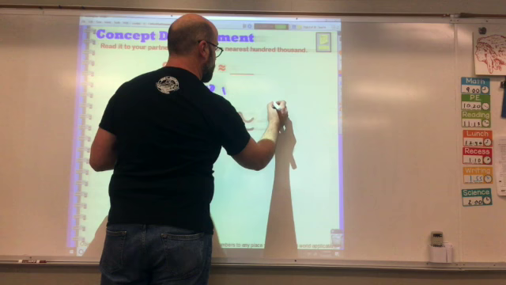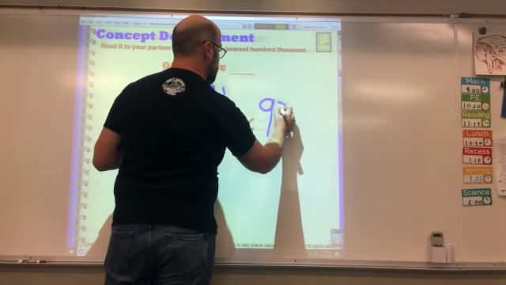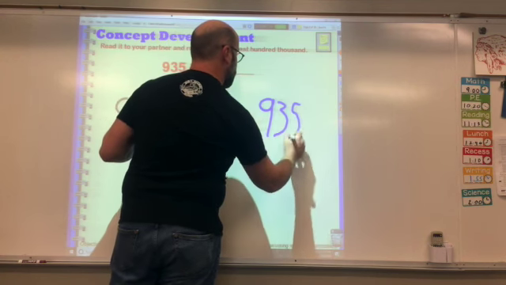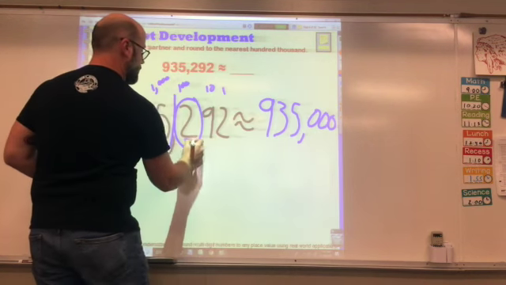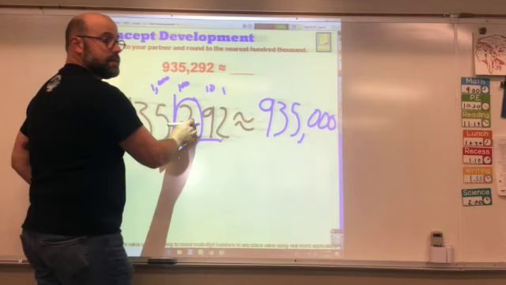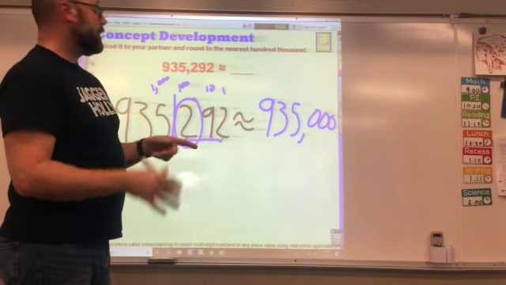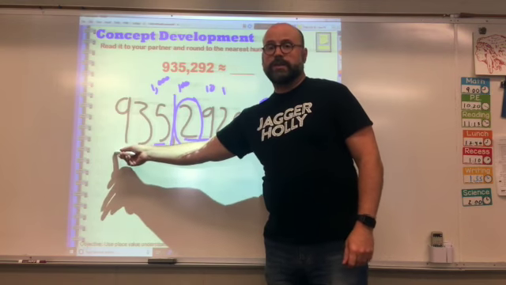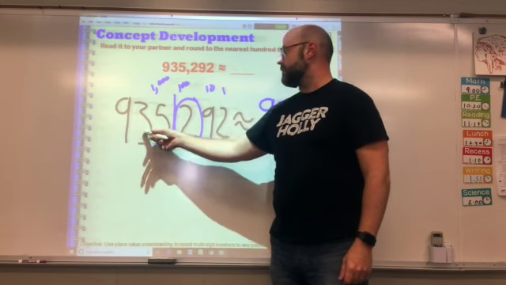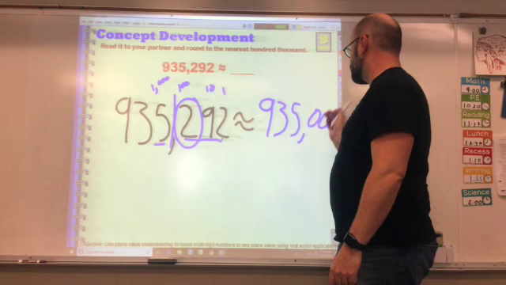So my number there is going to be 935,000. All these numbers are zeros because they're to the right of the place value I am rounding. But the numbers to the left of the place value you're rounding stay the same. So 935,000.